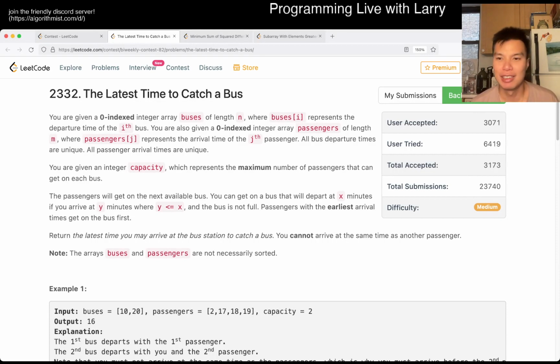You know what they say, the best time to catch the bus is the last bus, and the next best time is now? Huh. Okay, that's probably not the saying.